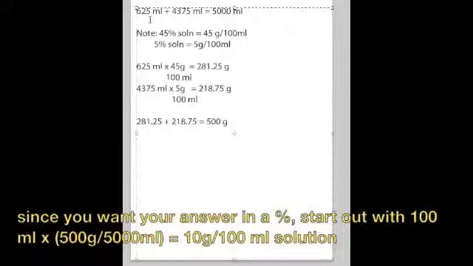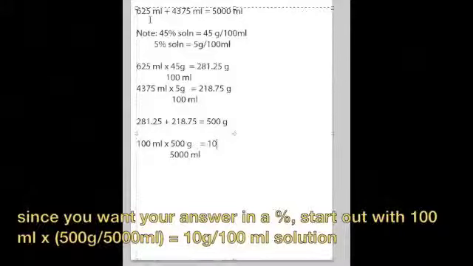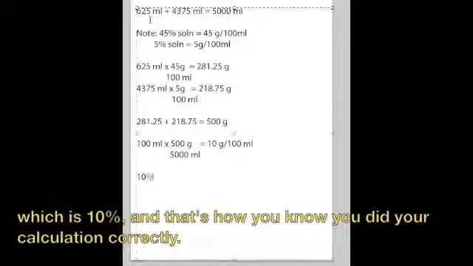And since you want your answer in a percentage, you want to start out with the 100 mLs and multiply it by 500 grams and divide that by the 5,000 ml solution. And your answer should be 10 grams of the 100 ml solution, which is 10%. And that's how you know that you did your calculation correctly.